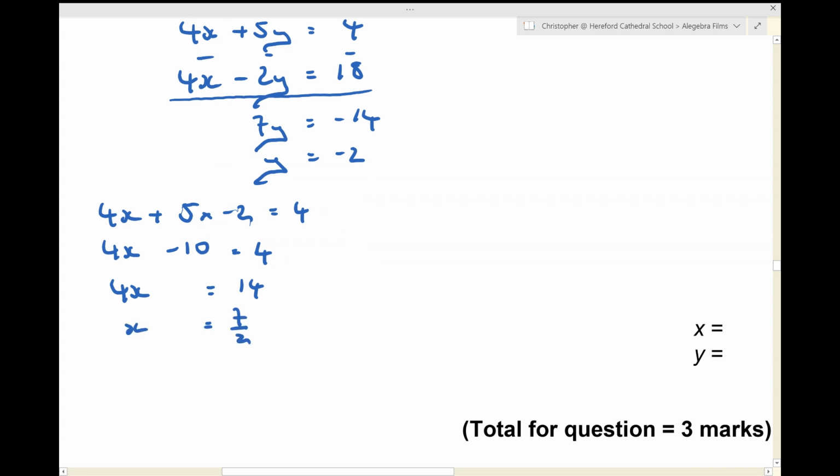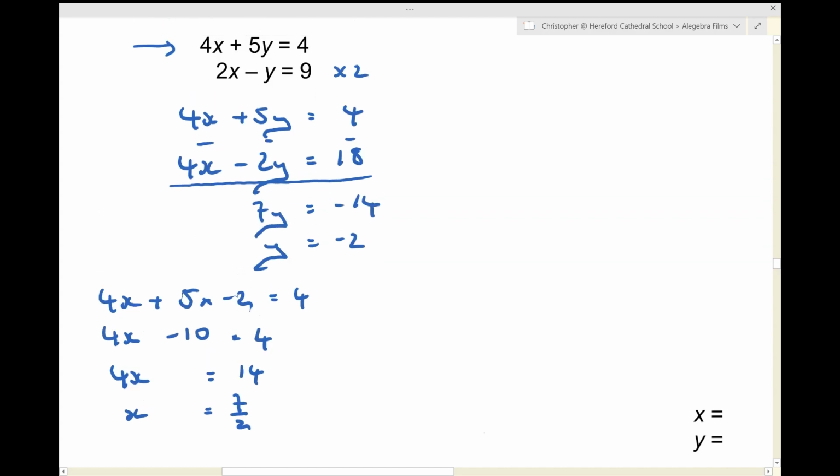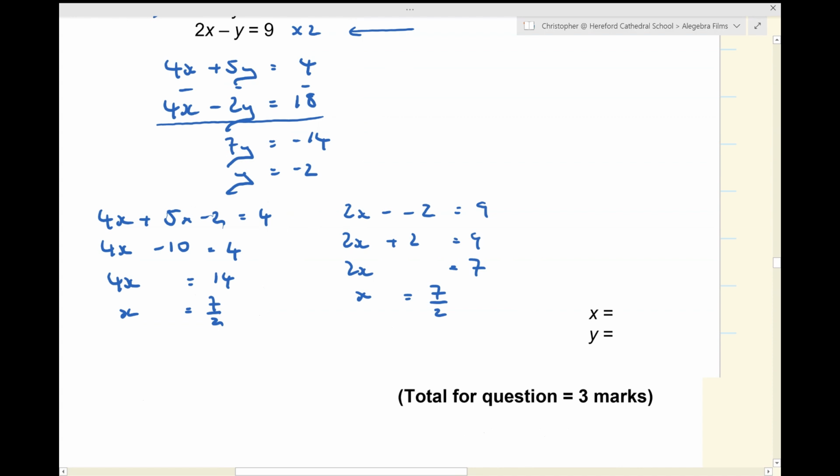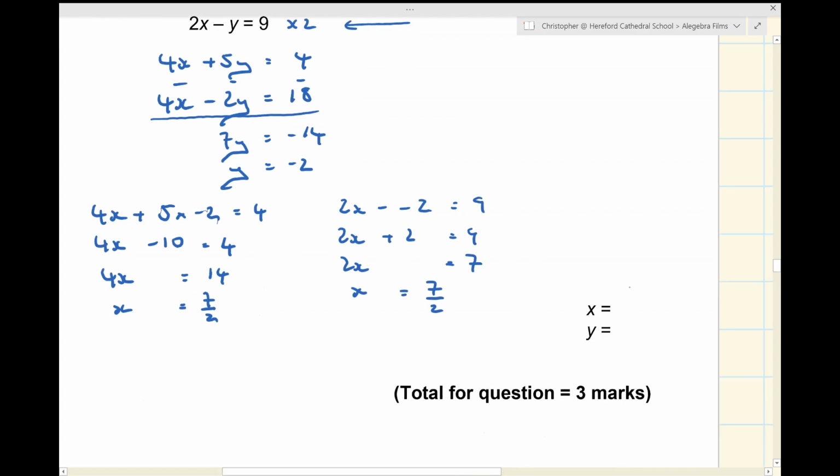Let's see if I get the same when I substitute into this second equation here. 2x minus y, so it's minus minus 2 equals 9. 2x plus 2 equals 9. Minus 2 from both sides. 2x equals 7. Divide by 2. x is 7 over 2. Look at that, it's the same. I've got it right. So x is 7 over 2 and y is minus 2.